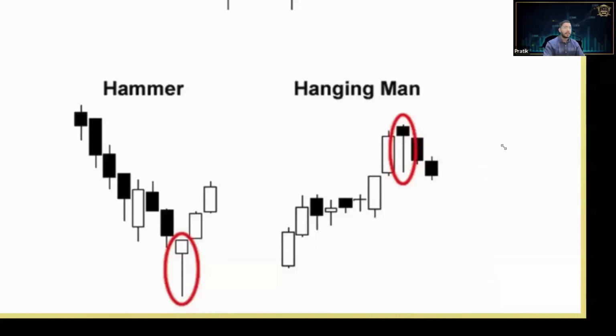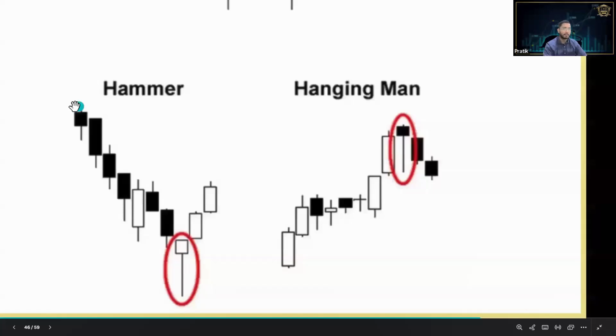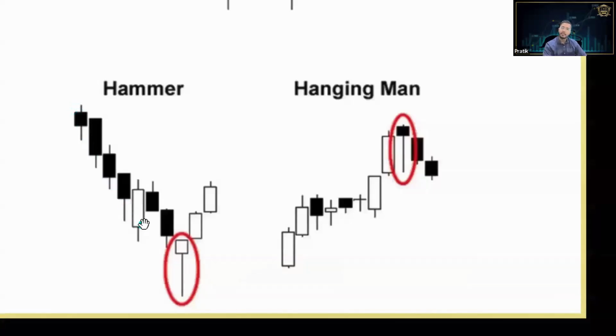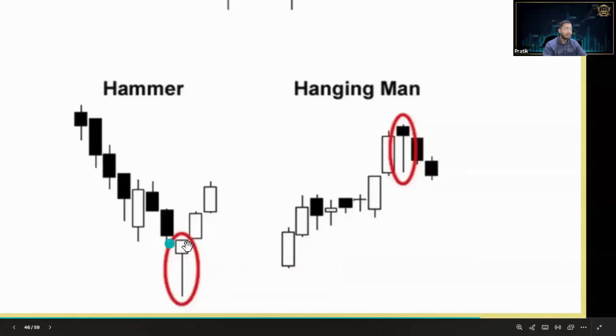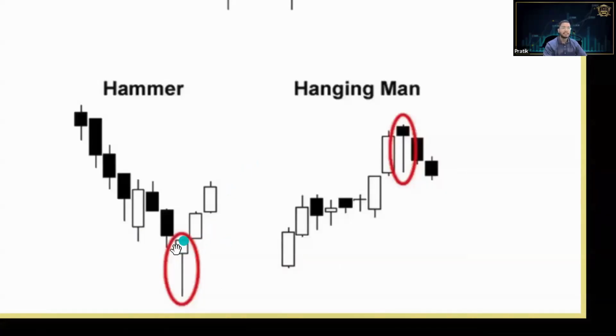The only difference is that a hammer is found at the bottom of a trend. The prerequisite for a hammer is that the price has to be falling down before that, and then a hammer is formed. The body has to be green. The hammer has to be green color. The hanging man has to be red color. After the market has gone up, if you find a hanging man, it's a sign that the market is looking to come down. If you see a hammer at the bottom of the trend with a green color, it's an indication that the price is going to go up.